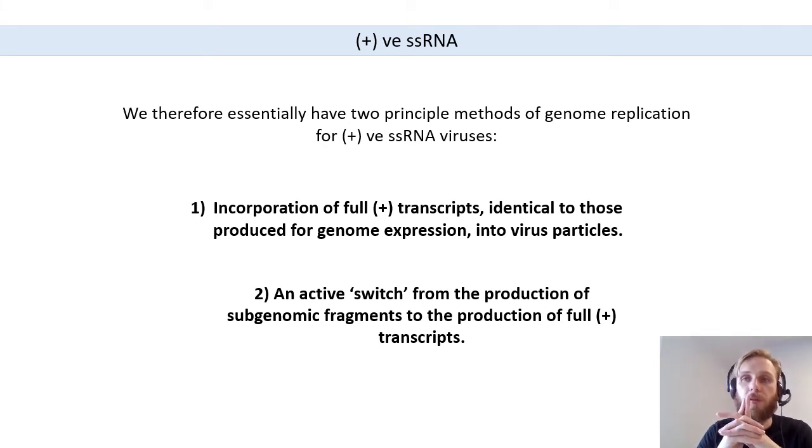Okay, so to summarize, we can say we have two principal methods of genome replication for the positive sense single-stranded RNA viruses. The first one is very straightforward. It's just the idea that full positive sense transcripts identical to those used for genome expression can be packaged into the virus particles. That's what we looked at with poliovirus. The second strategy is that there needs to be an active switch between the production of subgenomic fragments for genome expression and the production of full-length genome copies for genome replication.